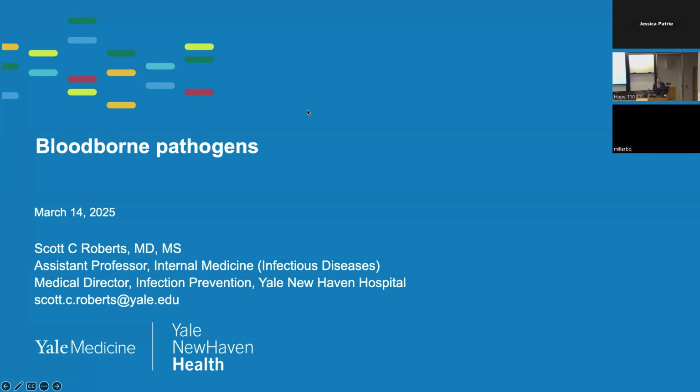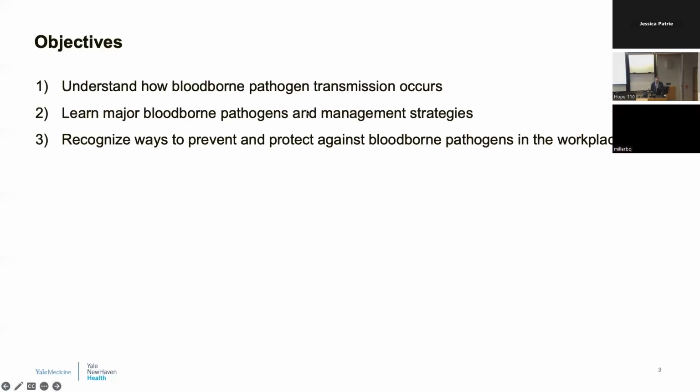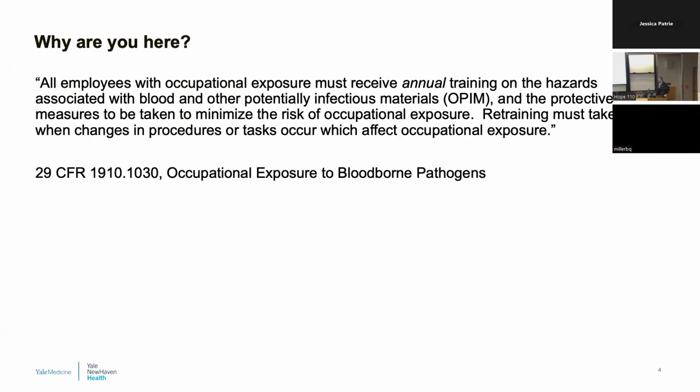Today, I really want to talk to you about how bloodborne pathogen transmission occurs, some of the major bloodborne pathogens and management strategies, and then hopefully give you some tools, when you're in the operating field or even at the patient bedside, to protect yourselves against bloodborne pathogens in the workspace. But you're also required to be here by OSHA. All employees must receive annual training on hazards associated with blood and other potentially infectious material. So not only is this hopefully a helpful lecture, but it fulfills your OSHA requirement for annual training.